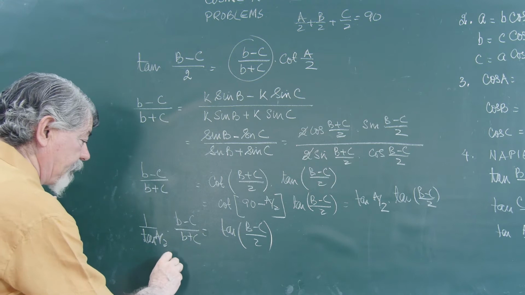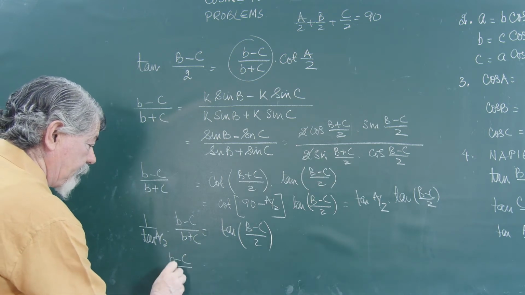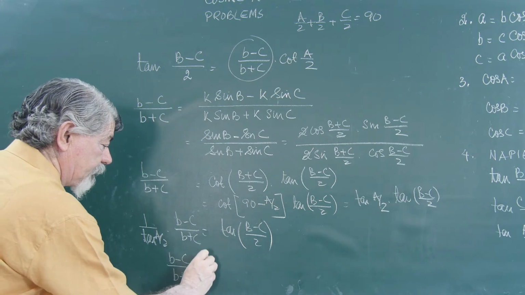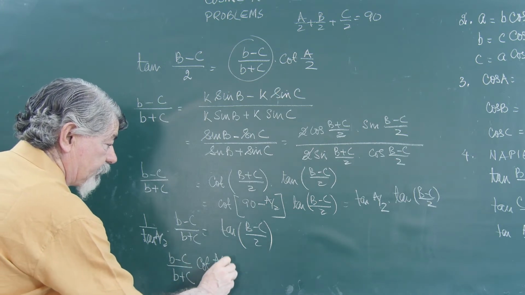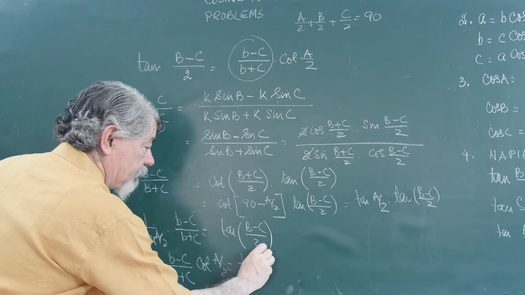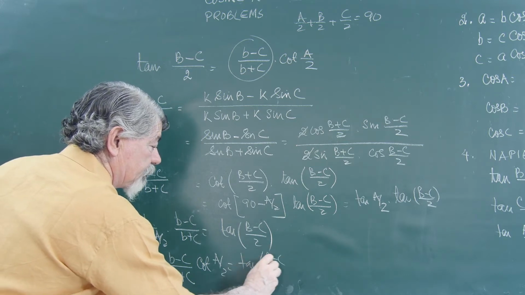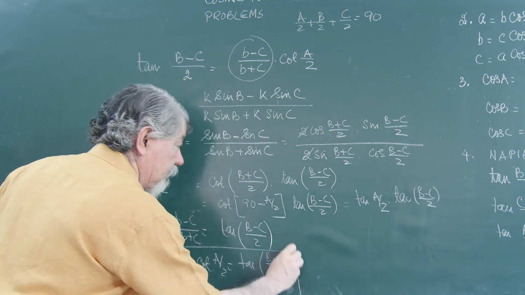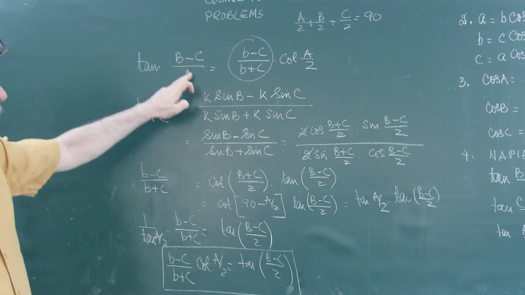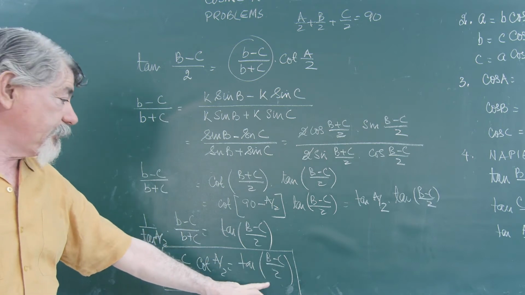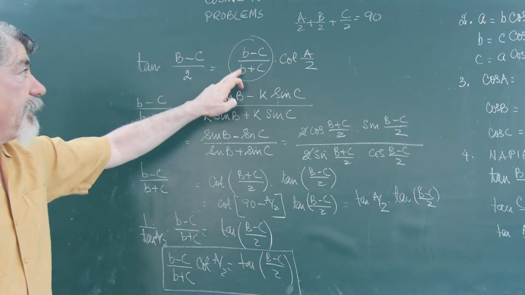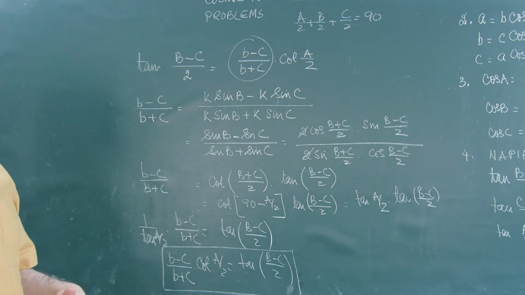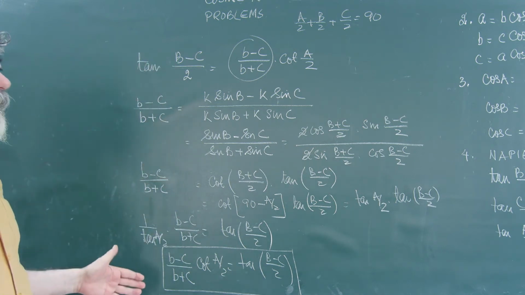So it will become (b−c)/(b+c). 1 upon tan(A/2) will become cot(A/2). Cot(A/2) is equal to tan((b−c)/2). And this is exactly what you have to prove. You have to prove tan((b−c)/2) is equal to (b−c)/(b+c) times cot(A/2). So this tangent's law can be proved by this method.